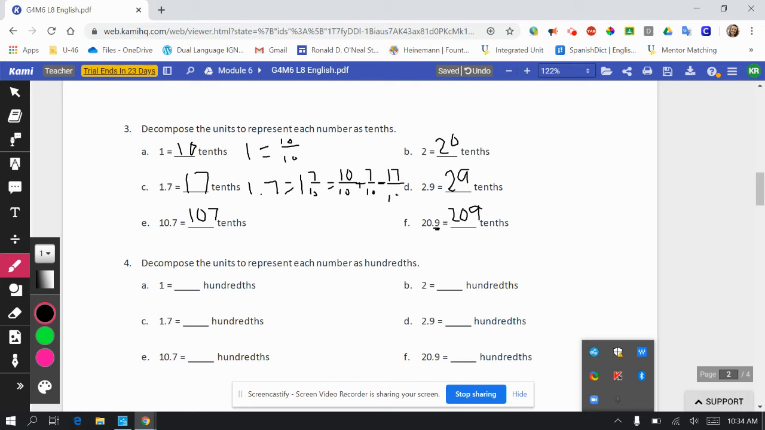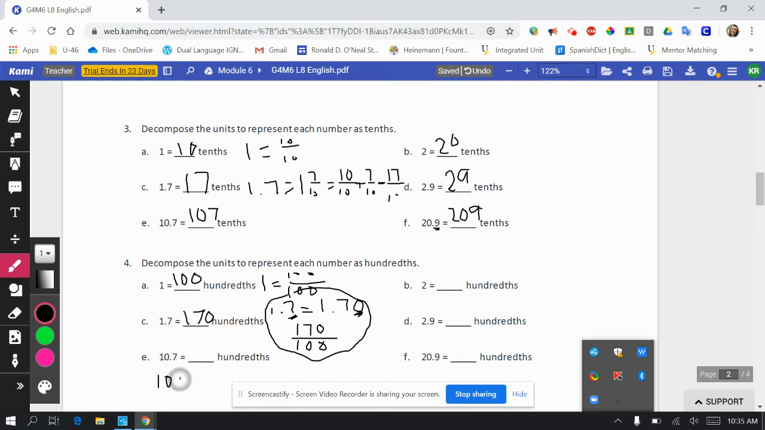Decompose the units to represent each number as hundredths. So 1 whole equals 100 over 100. So here we have 100 hundredths. 1.7 then also equals 1.70. And that's where we see the 170 over 100. Now, the reason why I added a 0 here is because if I'm looking at just the 7, I'm looking at tenths. But I need to extend it out to the hundredths place.